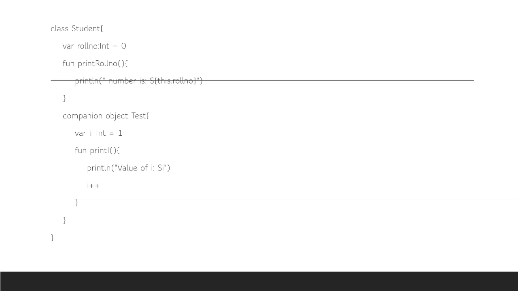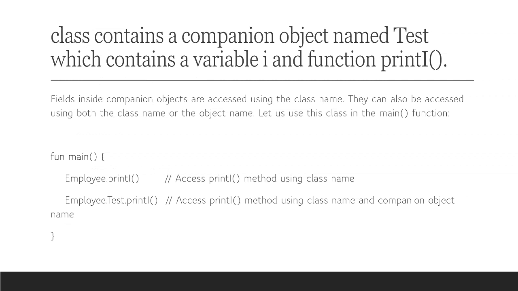It increments the previous values. Fields inside the companion objects are accessed using the class name. They can also be accessed using both the class name or the object name. So if you go with your function, employee.print, whatever that is, and you can go with the companion object with that print. So that's the difference.